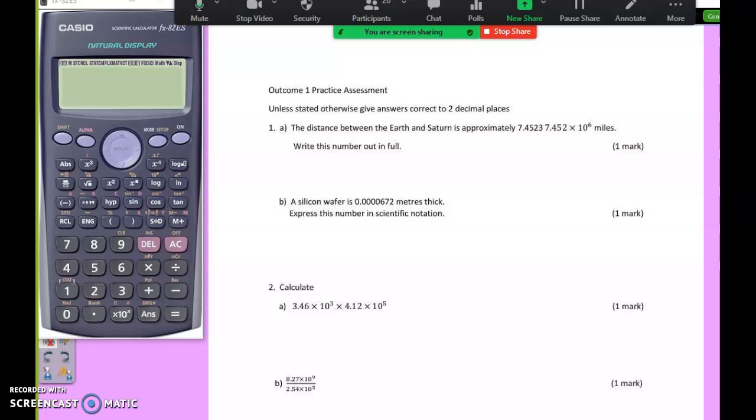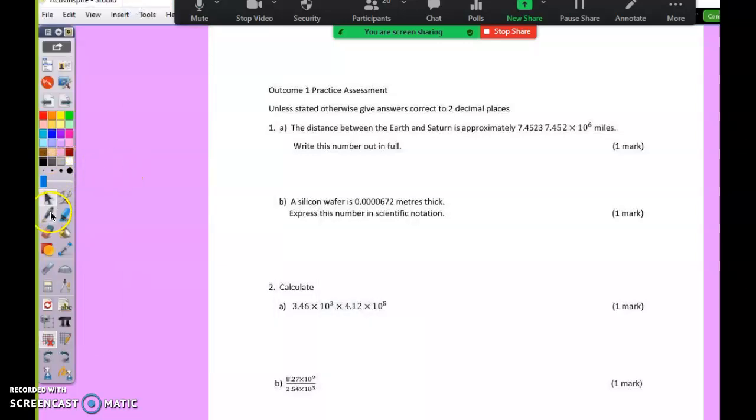Okay, first question then is scientific notation. Every single question in this assessment needs to be completed to 2 decimal places at least. So make sure all your rounding goes to at least 2 numbers after the point.